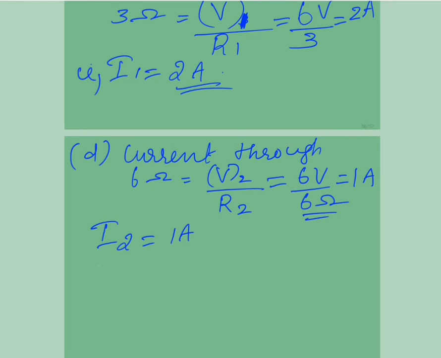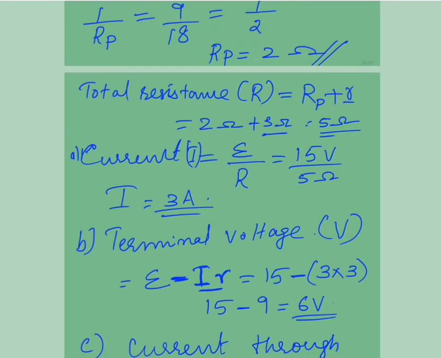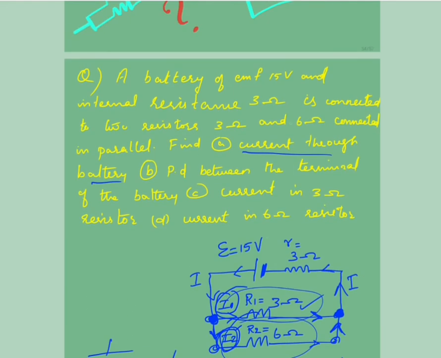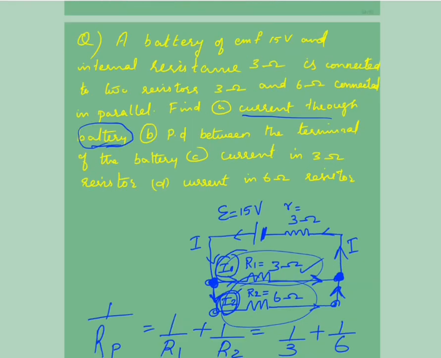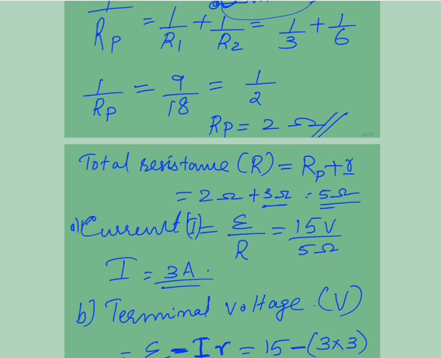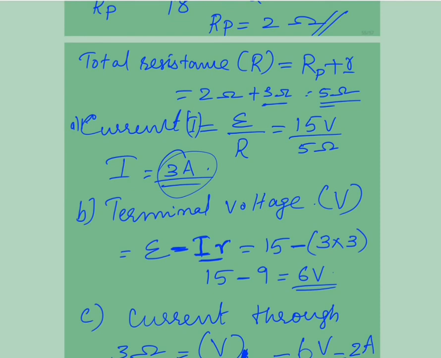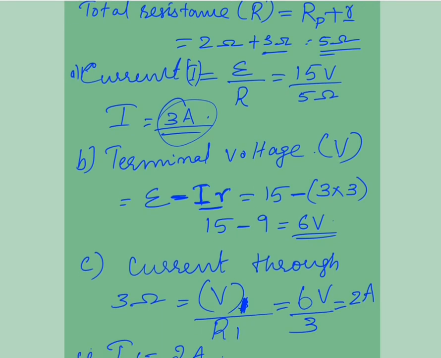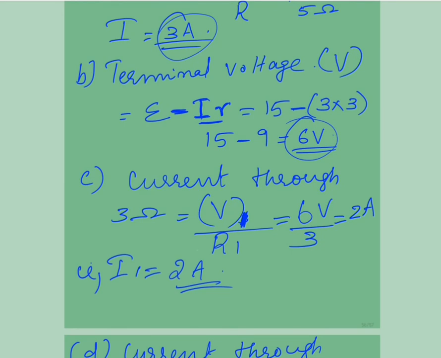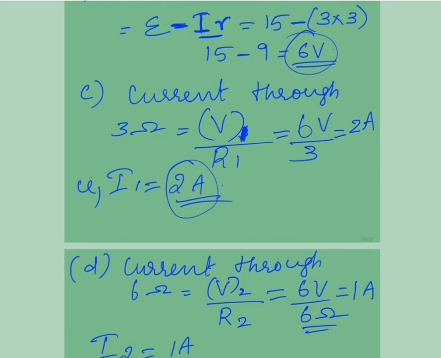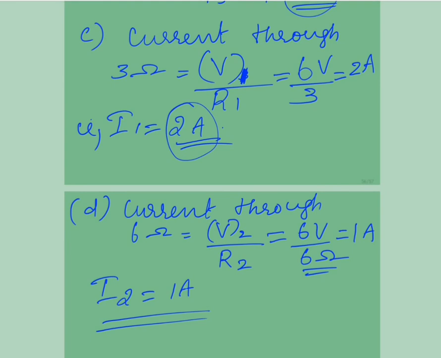So that is how we solve such problems. So we got the main current. The main current was found to be 3 ampere. Then we got the terminal voltage, that is voltage across the parallel network, that was got by subtracting from the EMF the potential drop in the internal resistance, that is 6 volt. Then we got the current across R1 and also current across R2. So that is the solution.